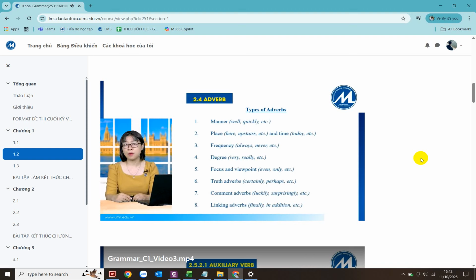The next is the adverb of focus and viewpoint, words like even, only. The next is the adverb of truth, like certainly, perhaps. The next is the adverb to give comment, like luckily, surprisingly. And the final one is linking adverbs, words like finally, in addition, next, etc.